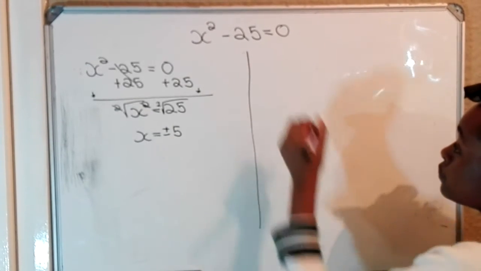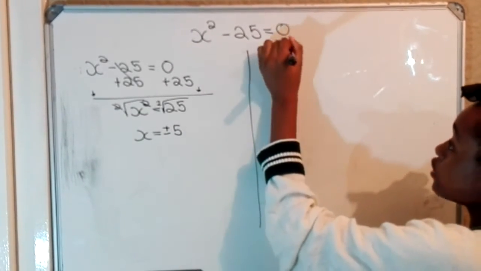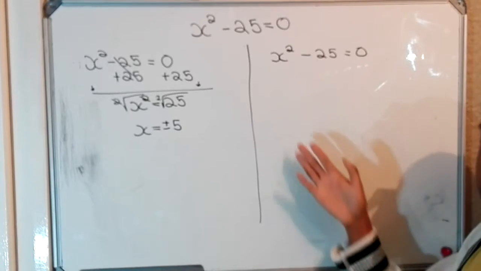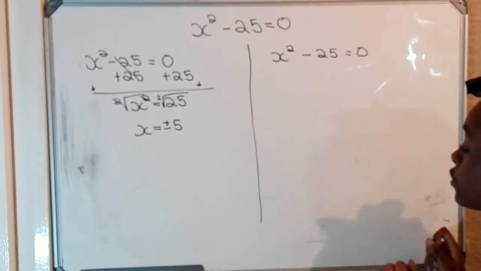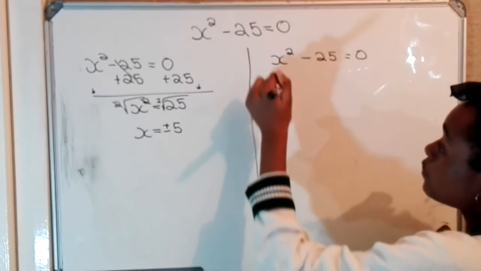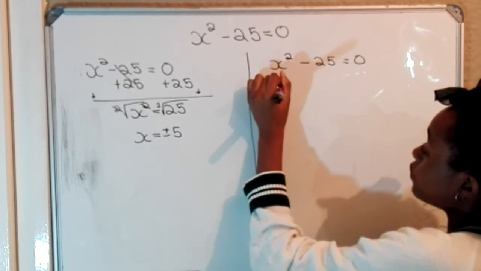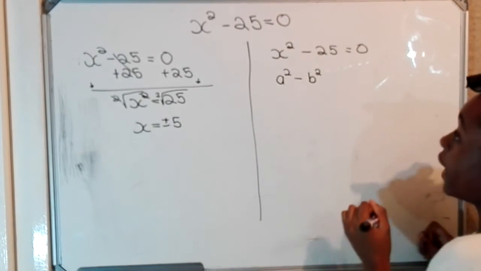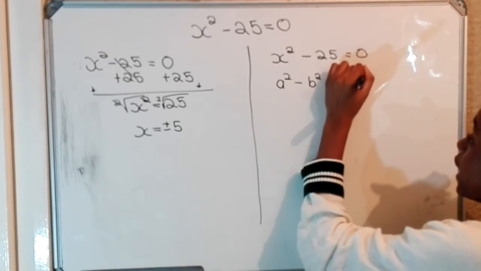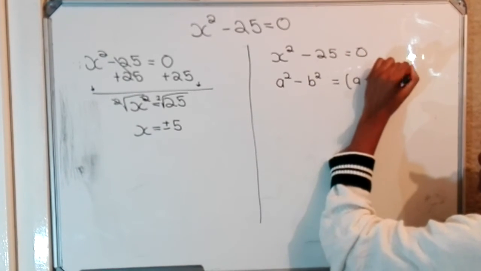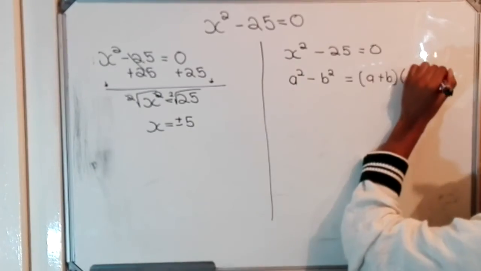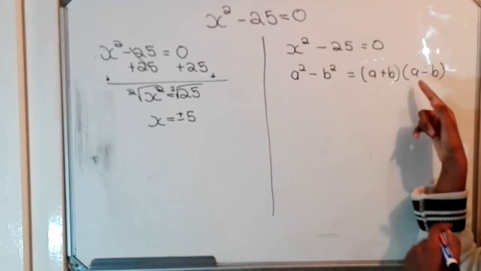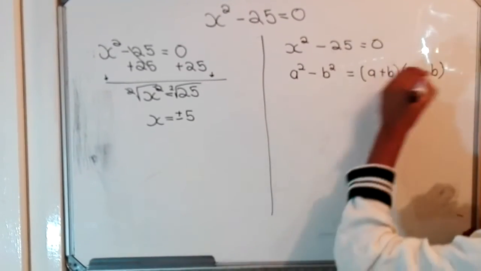So if I do it over here with my second method, which is x squared minus 25 is equal to 0. Before I show you this, I want to show you guys something. So this is a factorization formula called the difference of two perfect squares. If we have, say for example, a squared minus b squared, that is the same as saying a plus b and a minus b. So a squared minus b squared is a plus b brackets, a minus b brackets. So I just want you guys to keep that in mind.